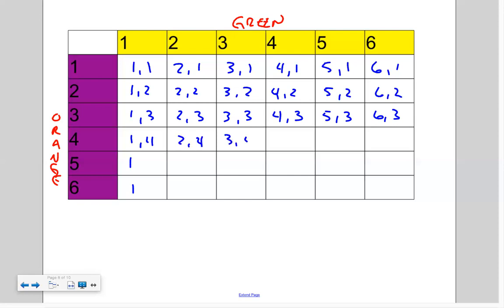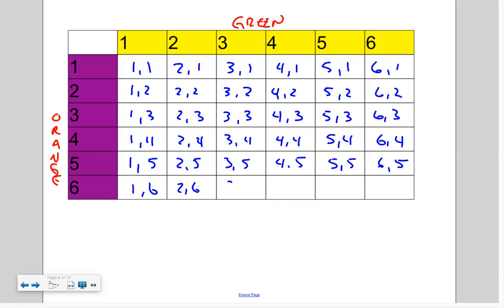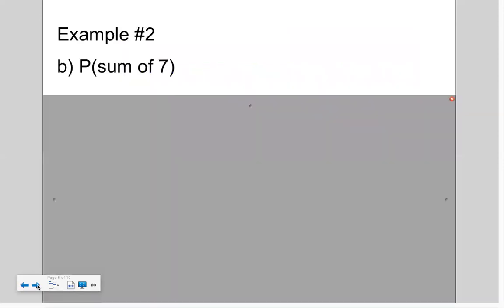3, 4, 4, 4, 5, 4, 6, 4. 1, 6, 2, 6. All right. So there's our sample space where we've got all the different outcomes. Okay. Now let me ask about this.